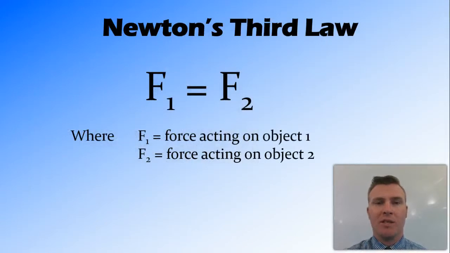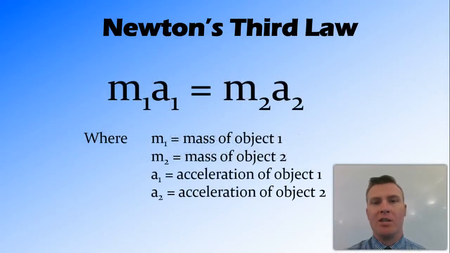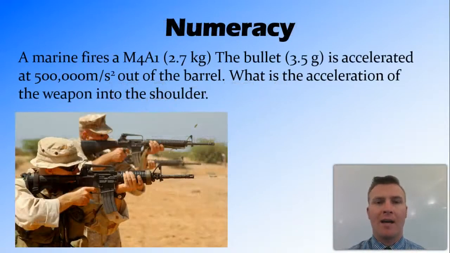So if we wanted to put this into an equation, we could say that force 1 is equal to force 2, where force 1 is the action force and force 2 is the reaction force. Or, as we know from Newton's second law, because F equals ma, we can say that the mass and acceleration of the first object is going to be equal and in the opposite direction to the mass and acceleration of the second object. What we'll do now is go through a couple of examples of where this occurs.